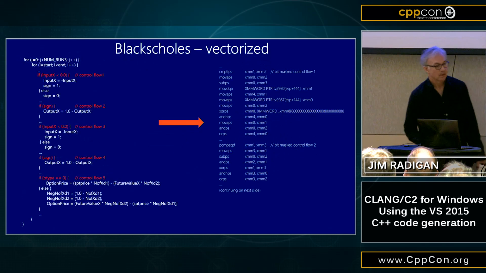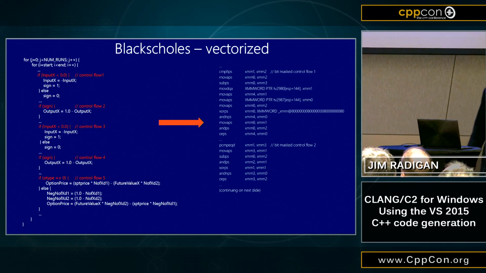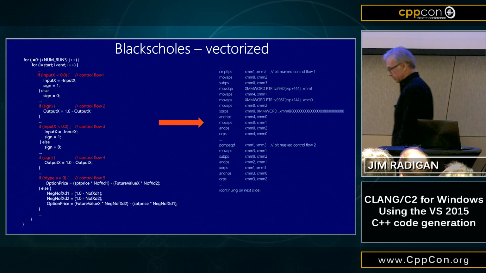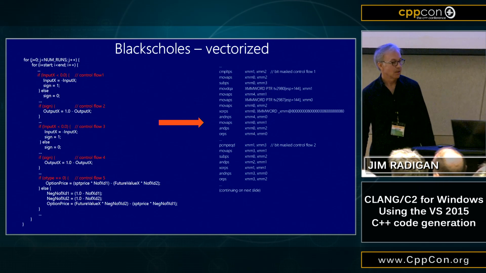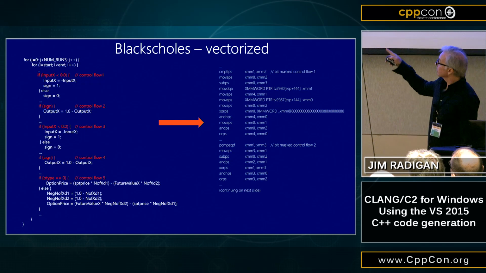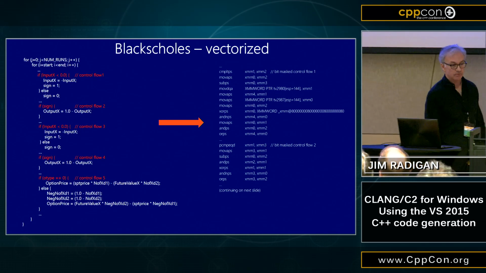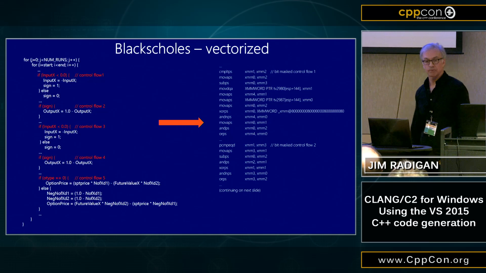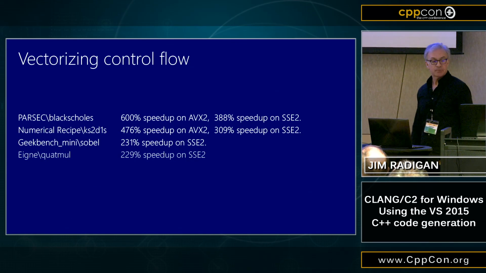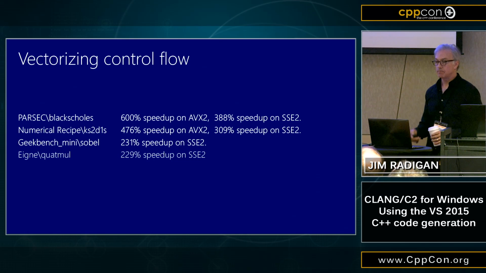So this really matters for Black-Scholes, for example, in the financial industry to do Monte Carlo simulation. What's going on here is on your left is the code that I've sort of summarized. And then on the right is the straight line vectorized code that you can get out of Visual Studio 2015. And this had tremendous speedups. So Black-Scholes is 600%. Numerical recipes, we've had some huge speedups. It goes on and on and on. Being able to vectorize control flow is super important.